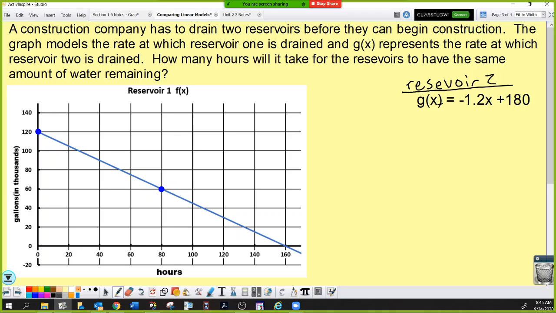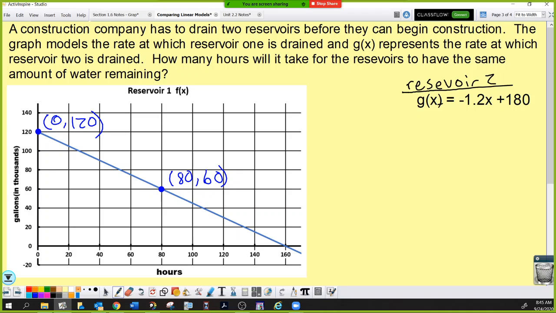Once again, I was kind, and check this out. The gift of y-intercept. You don't have to work for it. It's clearly 120. And by the way, my y's are in gallons, thousands of gallons, so to be exact. My x's are hours, but it already said that, I believe. This coordinate is 80 hours, comma, 60,000 gallons.